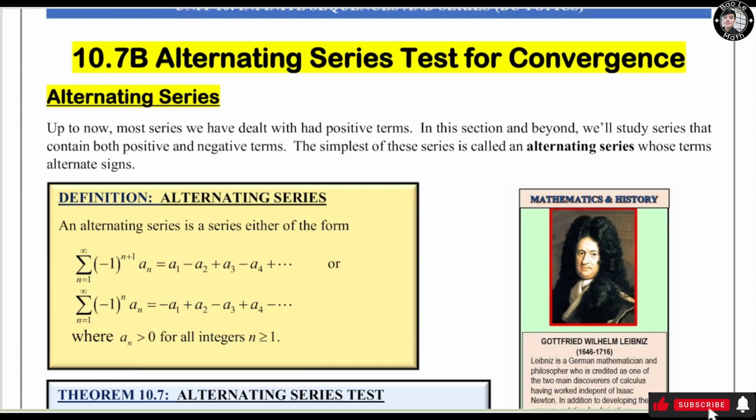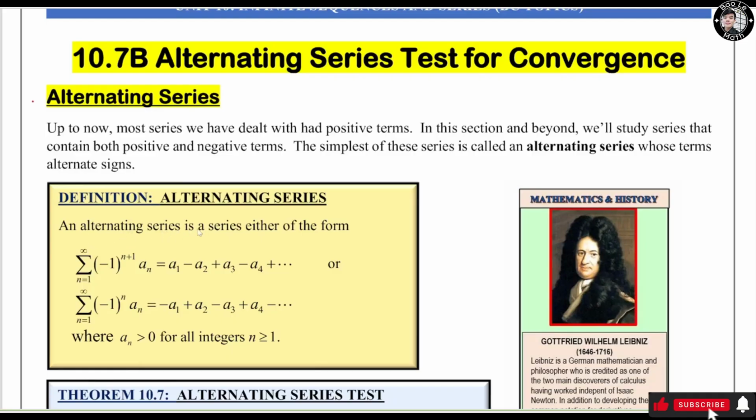Hello everyone, in this video we're going to explore the alternating series test for convergence. Previously we only dealt with series that have positive terms. In this session we're going to deal with series that have both positive and negative terms. That's called an alternating series. So we look at the definition right here.